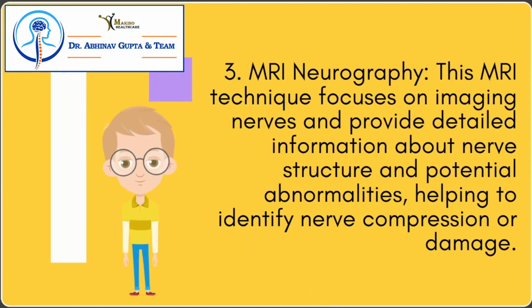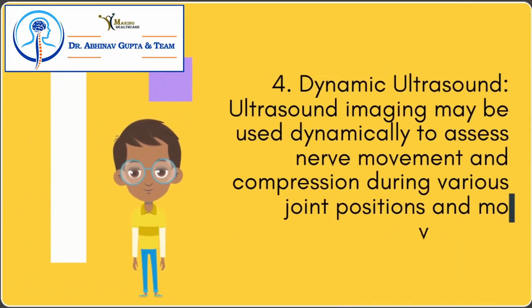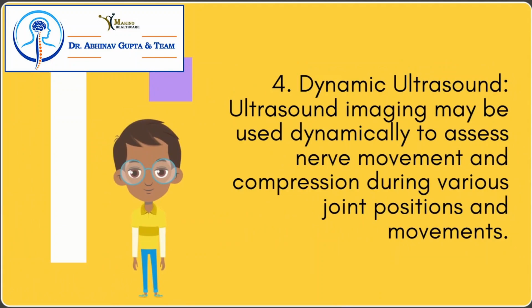3. MRI neurography. This MRI technique focuses on imaging nerves and provides detailed information about nerve structure and potential abnormalities, helping to identify nerve compression or damage. 4. Dynamic ultrasound. Ultrasound imaging may be used dynamically to assess nerve movement and compression during various joint positions and movements.